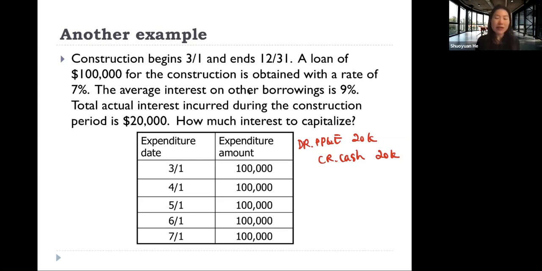So this is basically the self-constructed asset. Most of the self-constructed asset, we capitalize very similarly to when we build up an inventory, so raw material and so on. And the only part specific to a self-constructed fixed asset is capitalized interest. And here is the journal entry, and how to calculate the capitalized interest. So this is self-constructed asset.